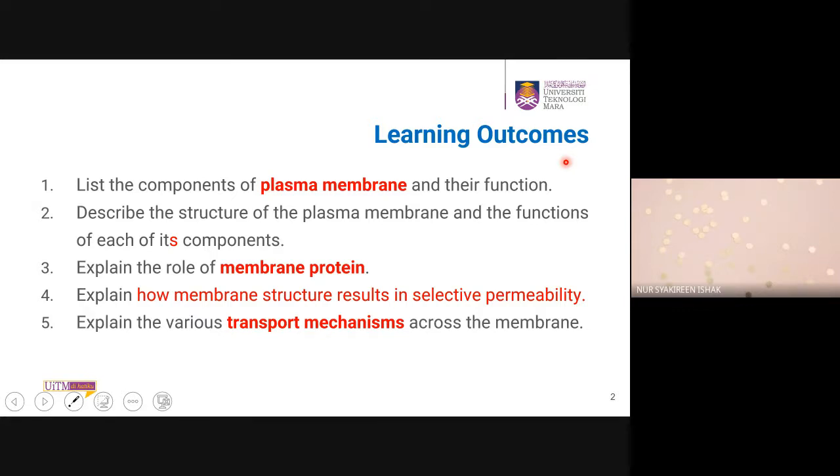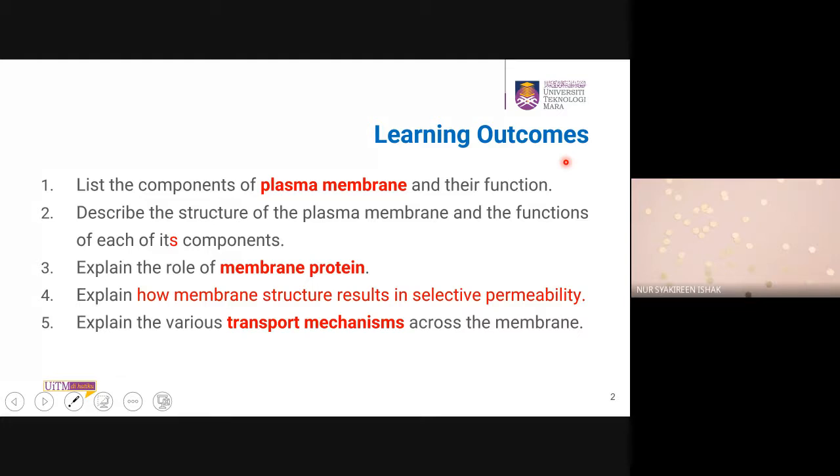Then you have other components that are embedded in the plasma membrane, such as many proteins, and these proteins will have several functions that we are going to look at later, for learning outcome number 3: you have to know the role of the membrane proteins. The proteins can function as enzymes, as the binding site for hormones, as carrier proteins, or as proteins that attach cells together.